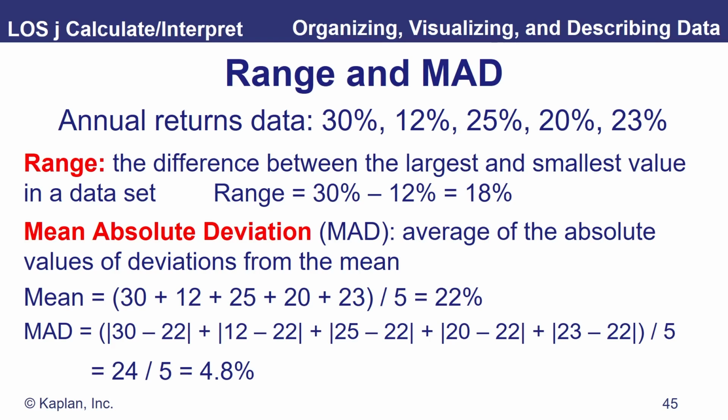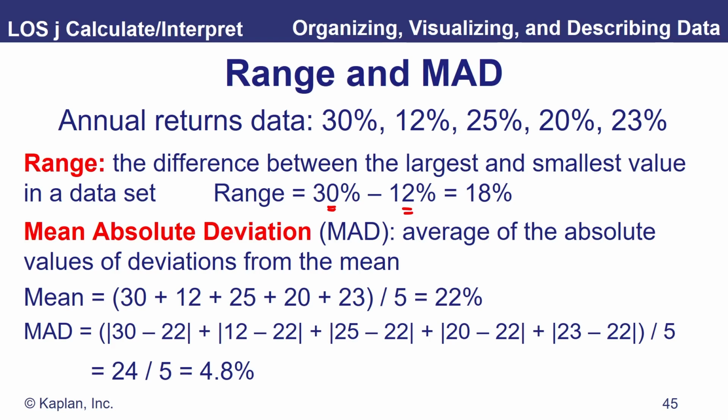First thing you might need to be able to calculate for the exam is the range. And of course the range is simply the largest value minus the smallest value. So our largest value here is 30%. Our smallest value here is positive 12. So we've got a range of 18.